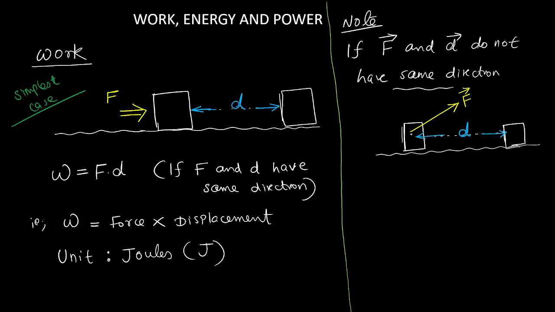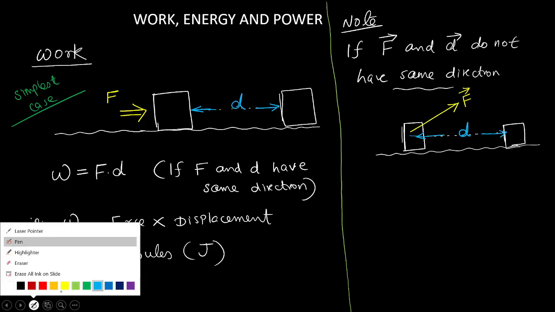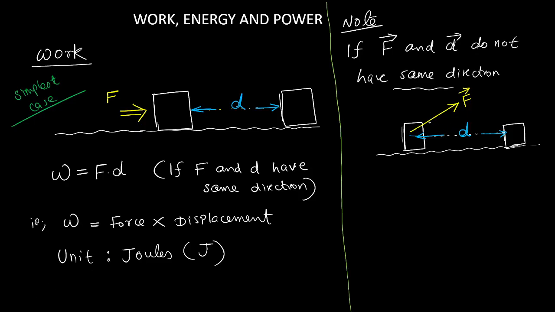So if F and d do not have the same direction, suppose F and d make an angle theta. Some angle theta between F and d. In this case, you know that in the previous chapter I have discussed this, I think you still remember that.